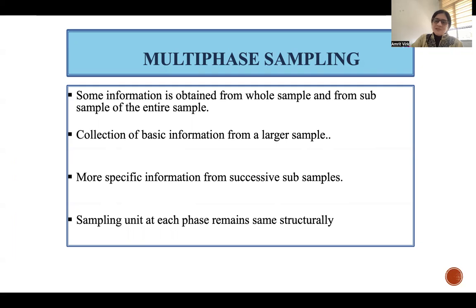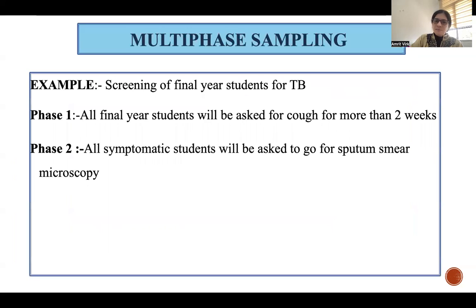The next type of probability sampling technique is multi-phase sampling, and this particular technique is taken up when some information is required to be obtained from the entire sample and some information from a subsample of the entire sample. What is generally done is that the basic information is collected from the larger sample, and then the more specific information is confined to the successive subsamples. Here in multi-phase sampling, the sampling unit at each phase remains the same structurally. This again we need to keep in mind.